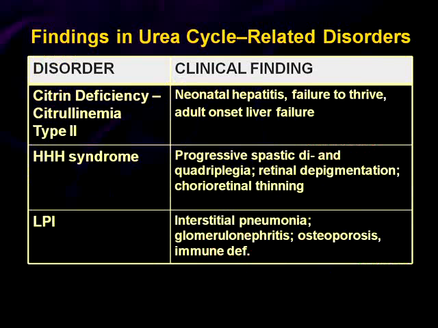So other things that are related to the urea cycle. Citrin deficiency is citrullinemia type 2. And it'll give you neonatal hepatitis, failure to thrive, and it can also give you adult onset liver failure. HHH syndrome gives you spastic diplegia and quadriplegia, retinal depigmentation, and chorioretinal thinning. And LPI, which is lysinuric protein intolerance, can give you an interstitial pneumonia, glomerulonephritis, osteoporosis, and immune deficiency. So all of these may present with elevated ammonia levels, but it's something outside of the urea cycle itself.